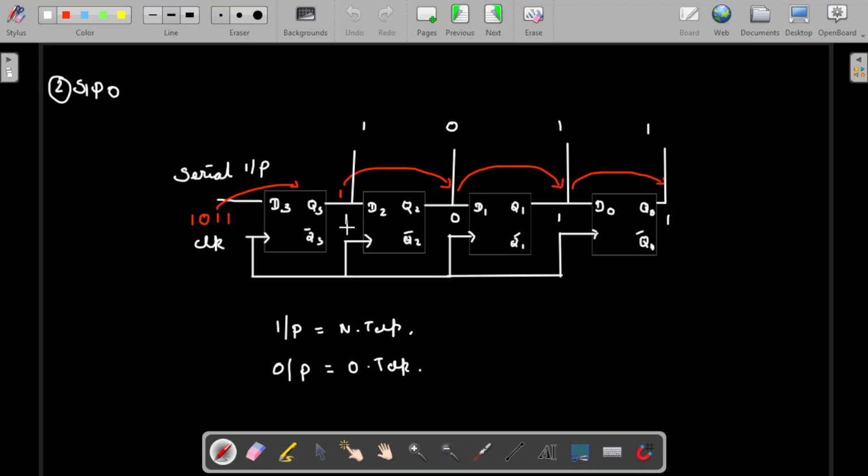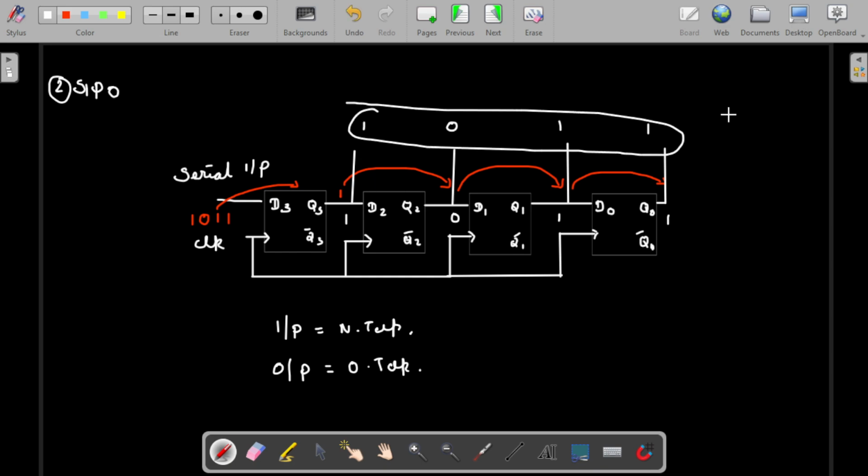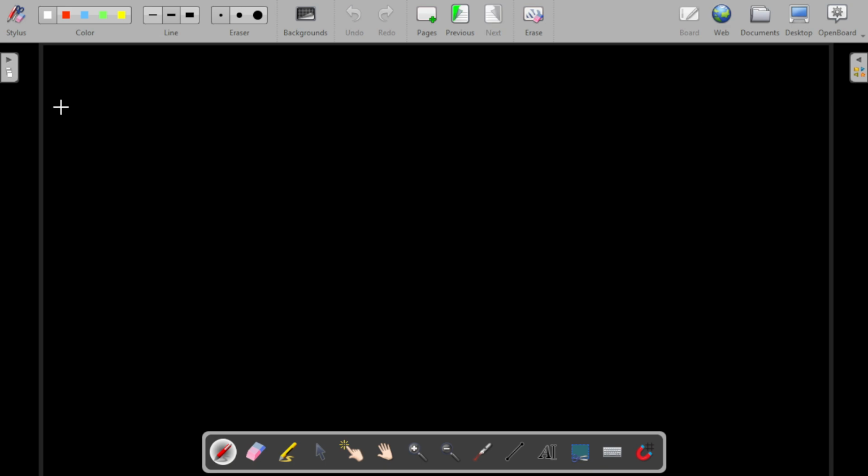For taking the output, this is already a wired connection. This data will already be available. So whenever there is a change happening, the output will be directly fetched. That's what we are assembling here. The third one is parallel input, serial output.